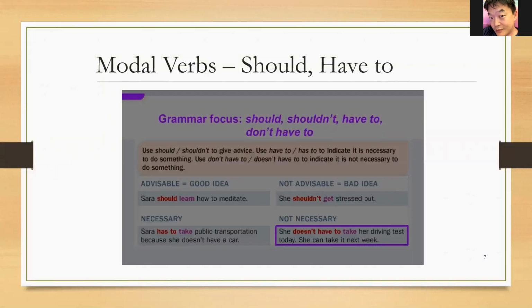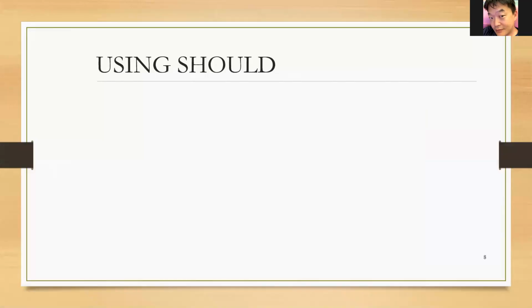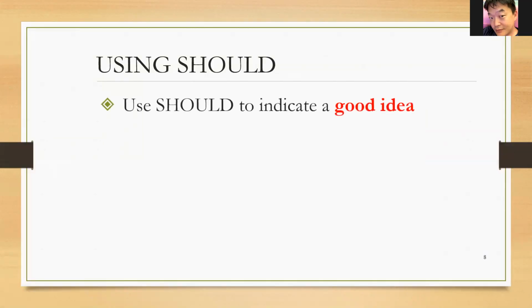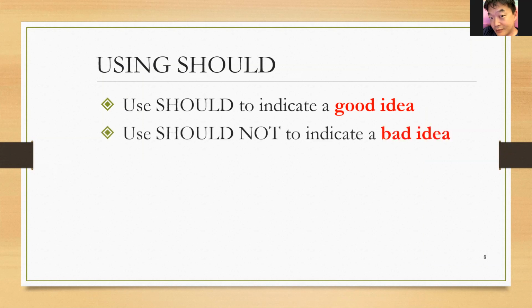Okay, so that was a kind of long video, but I hope it was not overwhelming. Basically, what you have to understand is this. You're going to use should to indicate a good idea. Every time you want to express a good idea, use should. And use shouldn't when you want to indicate a bad idea.